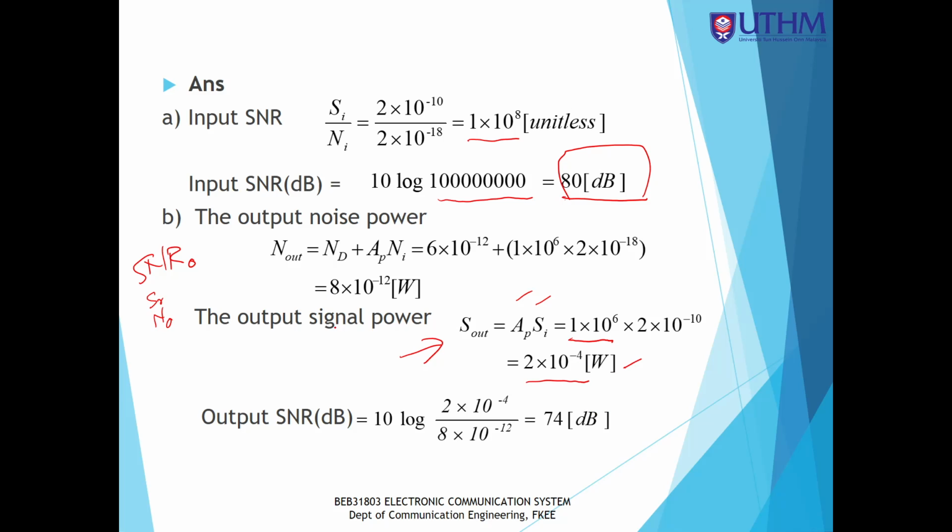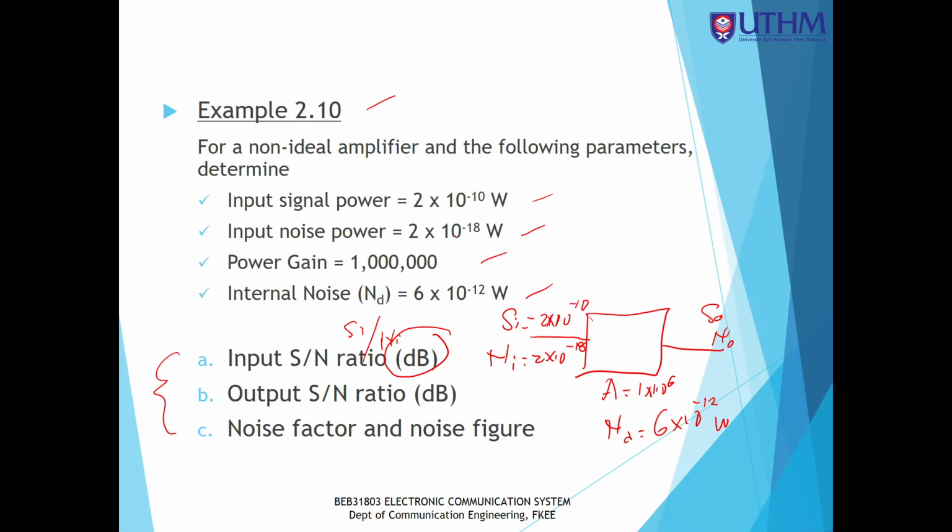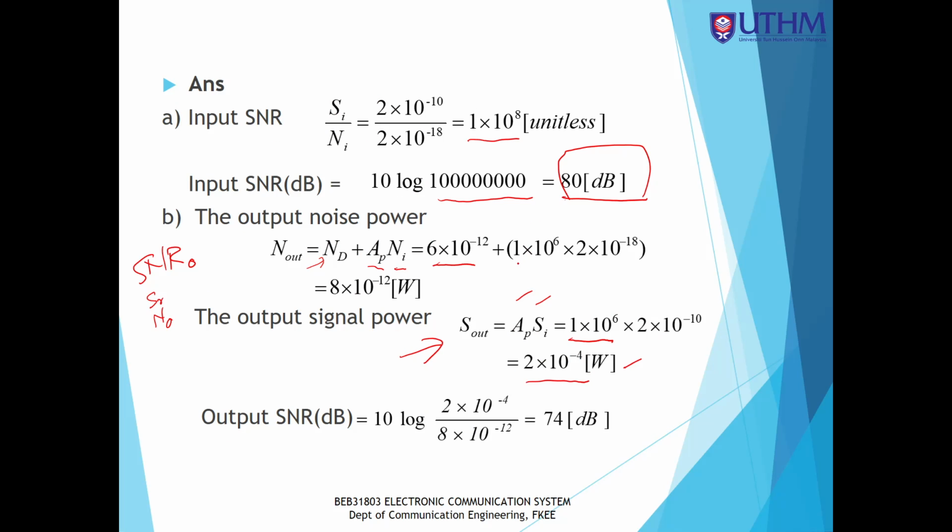And then for the output noise power, it is the internally generated noise plus the gain multiplied with the input noise. This is the internally generated noise, 6 times 10 to the power of negative 12 watt, plus gain multiplied with the input noise. So you will get 8 times 10 to the power of negative 12 watt for the output noise power.